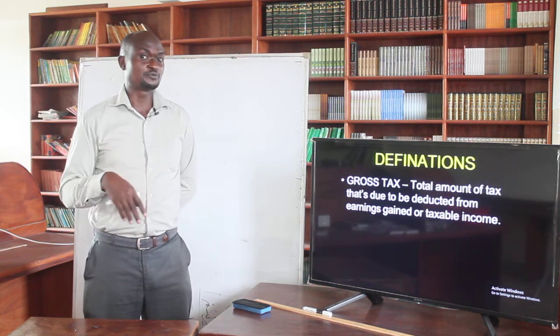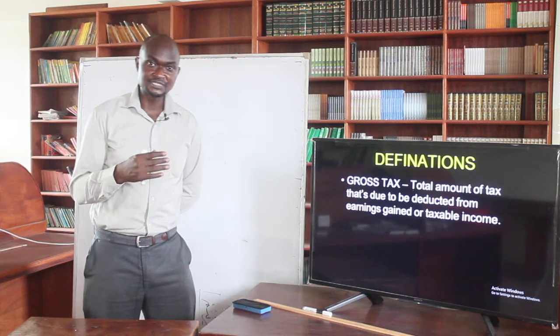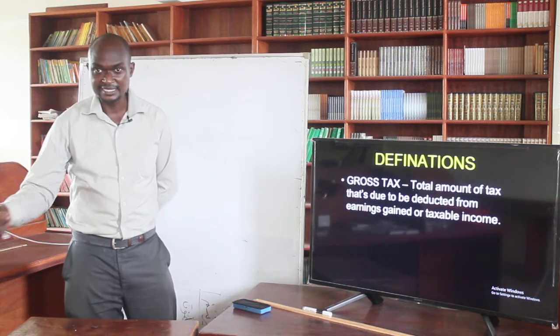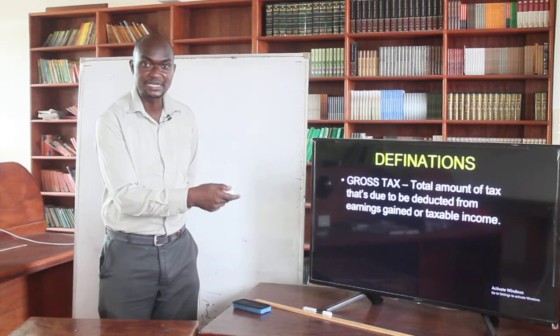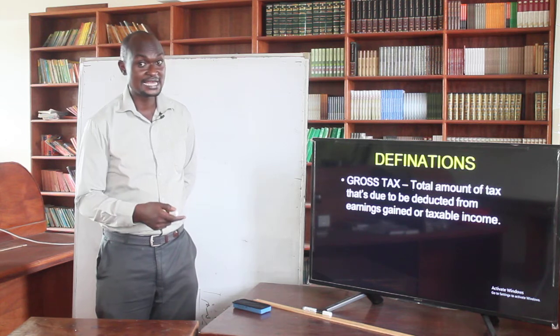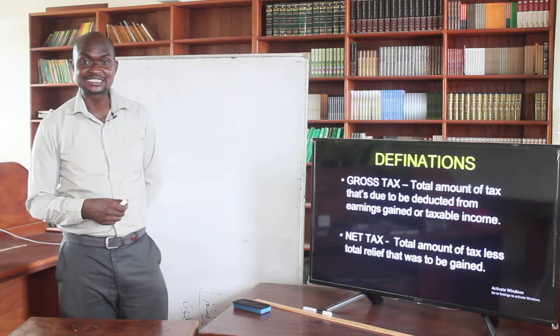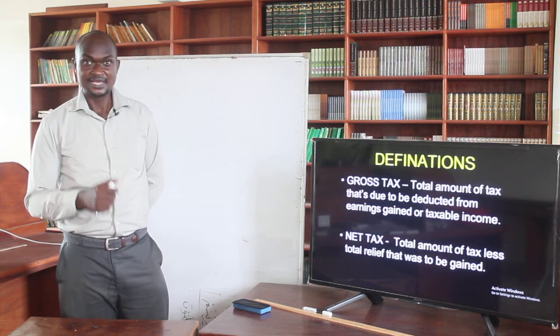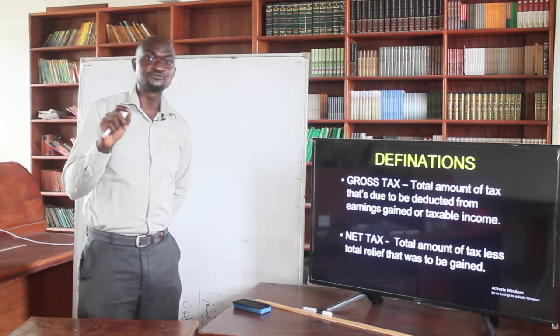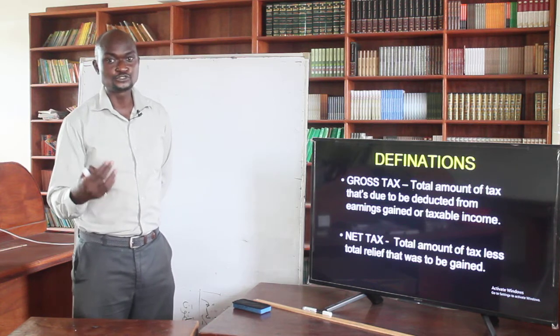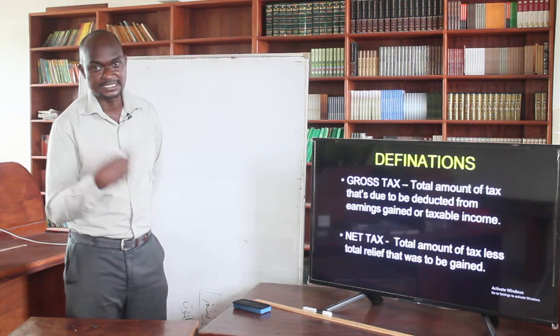But in the first part, we talked about relief. So sometimes we're supposed to pay a gross tax of this much, but some of it is supposed to be rebated back to the worker as relief. Because of that, we end up having what we call net tax. Net tax is the total amount of tax less total relief that was to be gained.